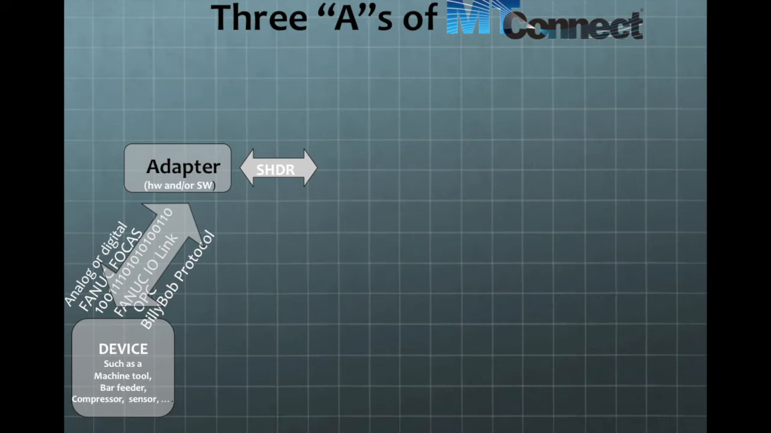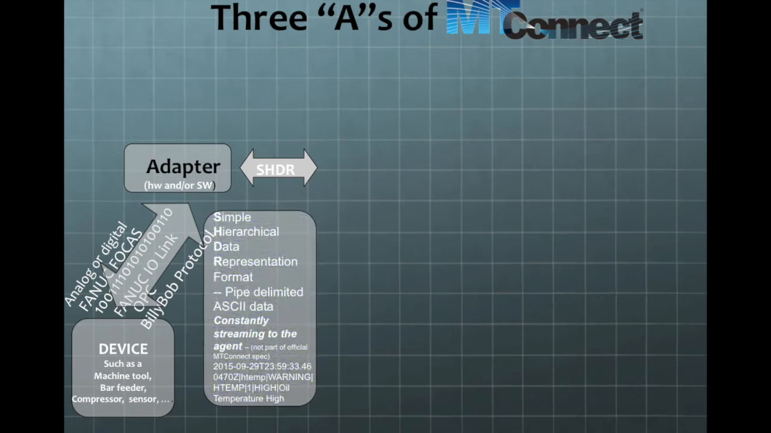hierarchical data representation. And SHDR is very simple, as you see here. It is pipe delimited ASCII data where there is a timestamp at the beginning, and then it will list a set of key value pairs, and below you see sort of a snapshot of this. This is not officially part of the MTConnect spec, and this is what most companies, all that I am aware of, have used for MTConnect up to this date, which is July 2017.